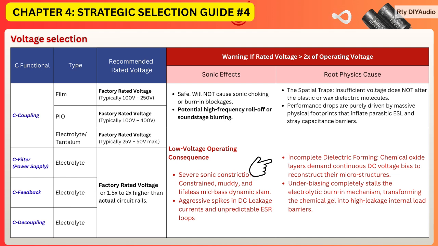Look at the consequence of overspecing chemical caps. If you install an overkill high-voltage electrolytic package on a microscopic low-voltage signal path, you trigger incomplete dielectric forming. Low voltage completely stalls the chemical electrolytic burn-in mechanism. This failure severely spikes direct current leakage, destabilizes ESR loops, and causes severe sonic constriction, leaving your mid-range completely constrained, muddy, and lifeless. Keep your voltage safety margins tight, precise, and scientifically optimized.